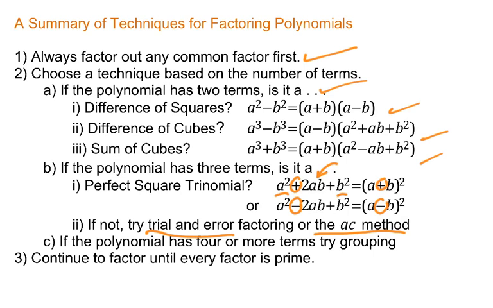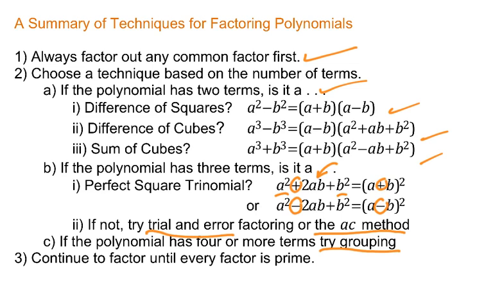Finally, if the polynomial has 4 or more terms, then the only method really available is grouping. And so you make your decision based on whether your polynomial has 2, 3, or 4 or more terms. Now, if you survive this far, and hopefully you do so quite happily, you might be tempted to celebrate, but you want to pay attention to step number 3 as well.